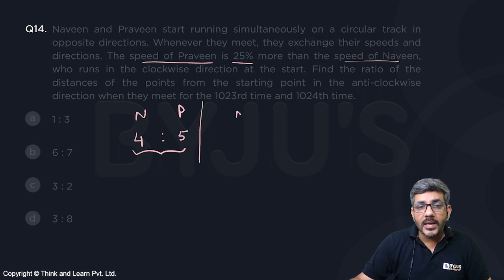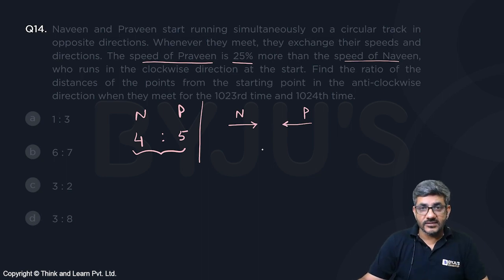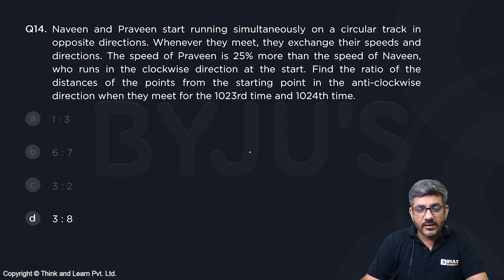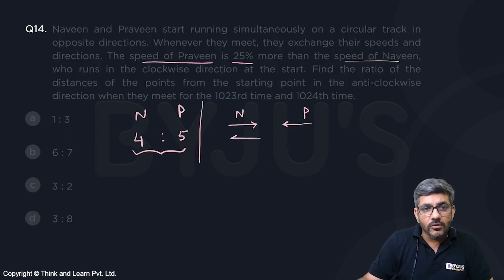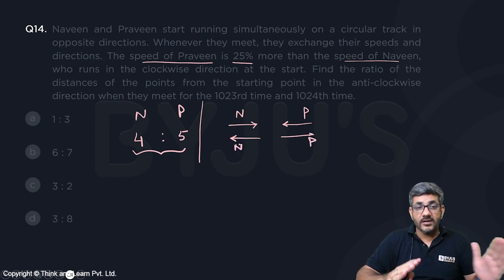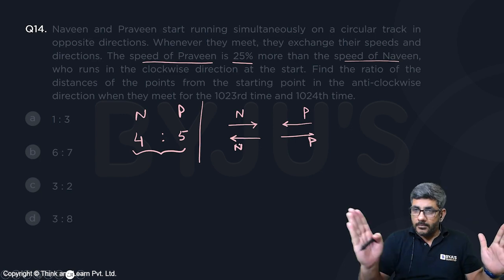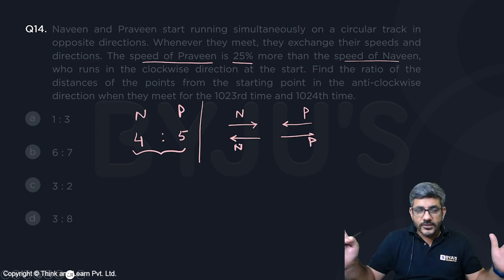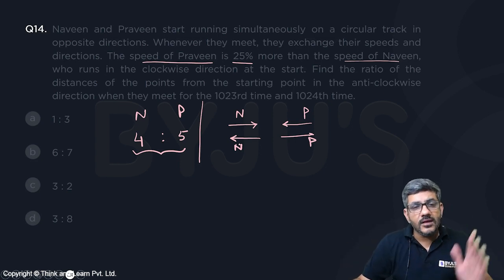Now, whenever two people meet, Naveen is coming from that direction, Praveen is coming from this direction. He says they change their directions. So if they change their directions, that means Praveen will go in this direction and Naveen will go in this direction. They change their direction. Naveen comes, goes back. Praveen comes, goes back. So they just meet and they go back. This is what he's saying, that they move in their opposite directions.